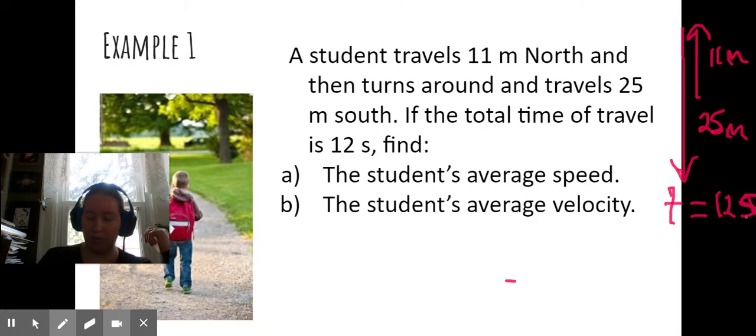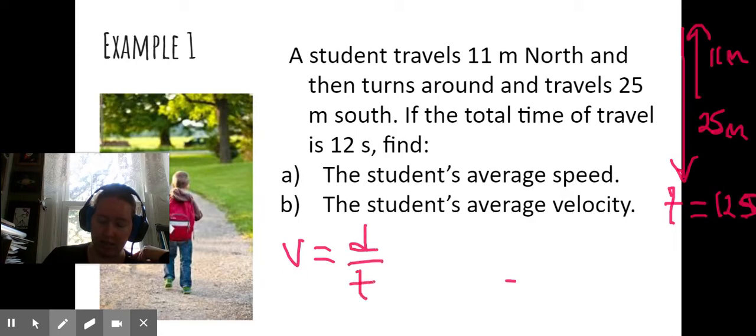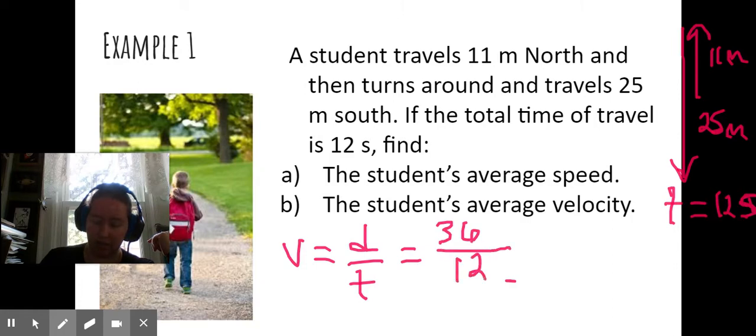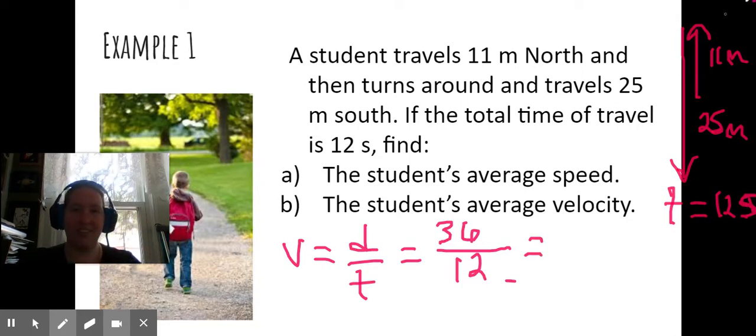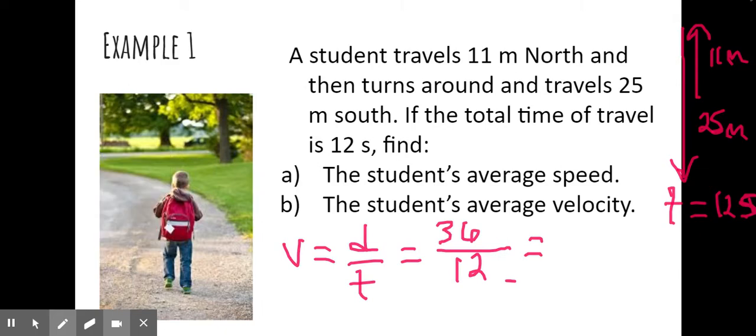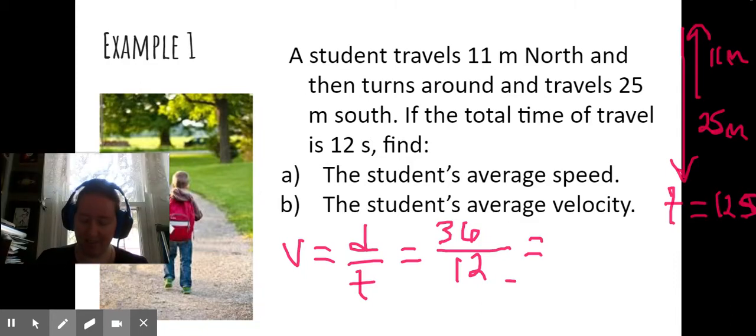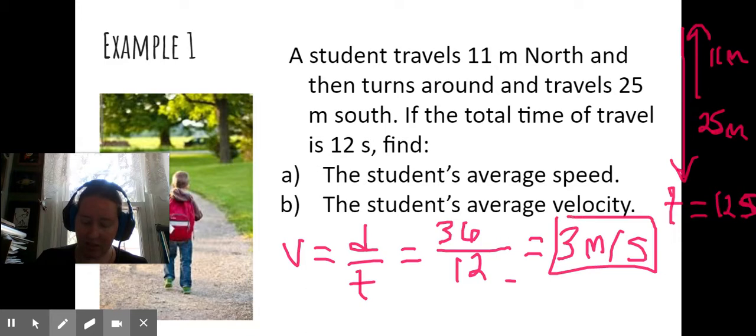So average speed is going to be the distance over time. So v equals d divided by t. And our distance is the total distance traveled. So 25 plus 11 is 36 meters. And we're dividing by the time, which is 12 seconds. Let's see, 36 divided by 12 is going to get us 3. So we've got 3, and then our units are meters per second. So that is our speed. That's our answer for letter A.